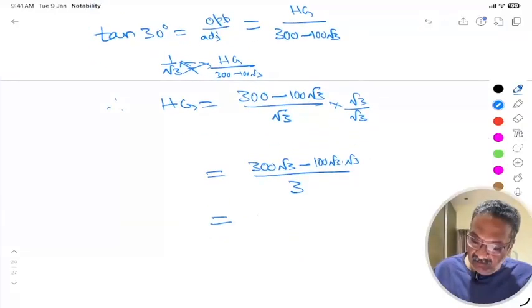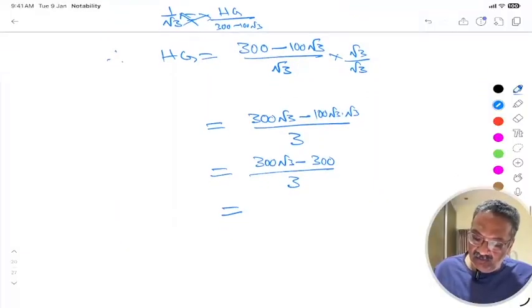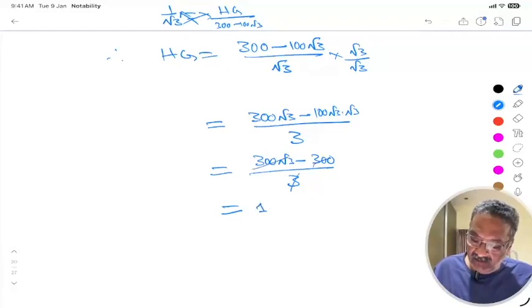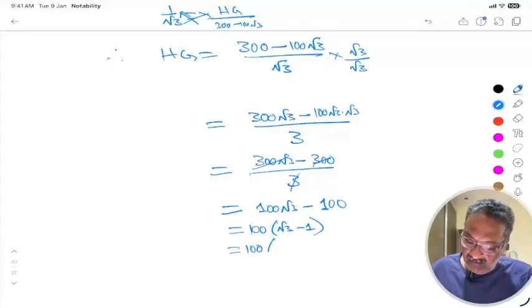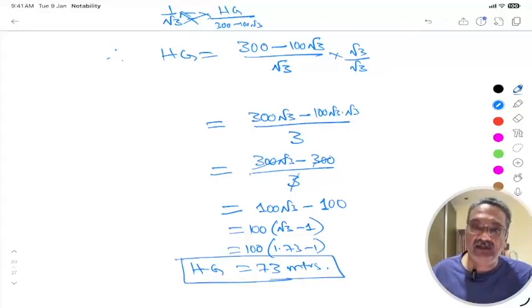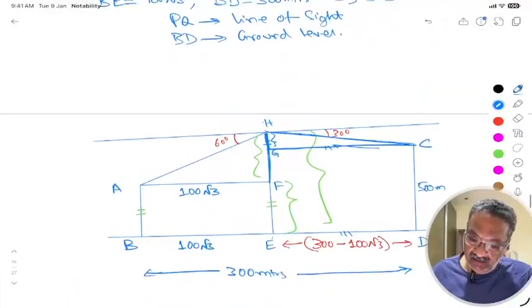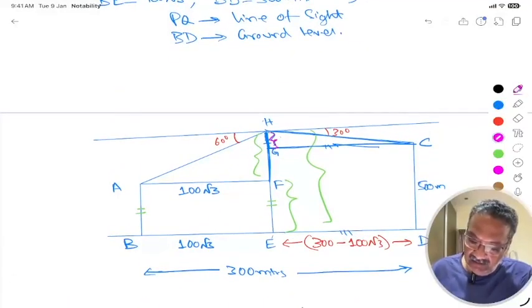Alright, this is equal to 300 root 3 minus 300, since root 3 into root 3 is 3. So 3 into 100 is 300, divided by 3. Cancelling the 3, I will get 100 root 3 minus 100, or I can say 100 into 1.73 minus 1, which is equal to 73 meters. So I got HG as 73 meters. What did we get here? This portion HG, we got as 73 meters.